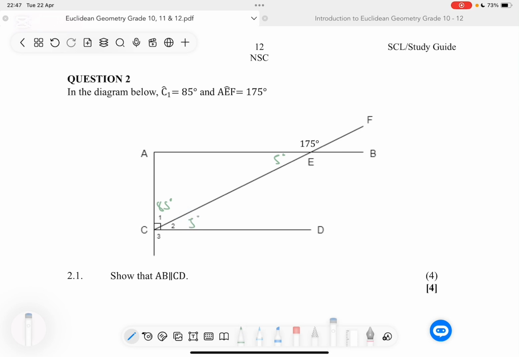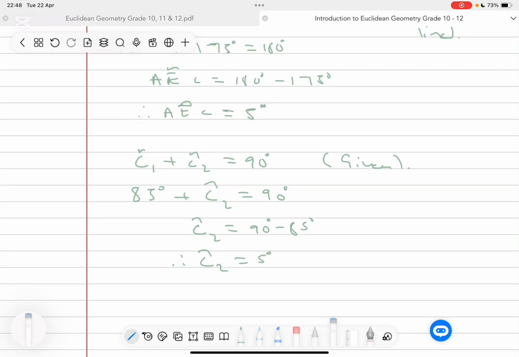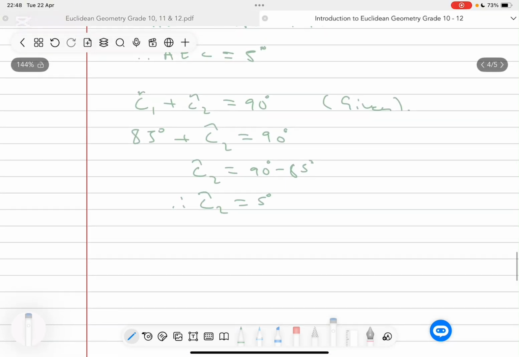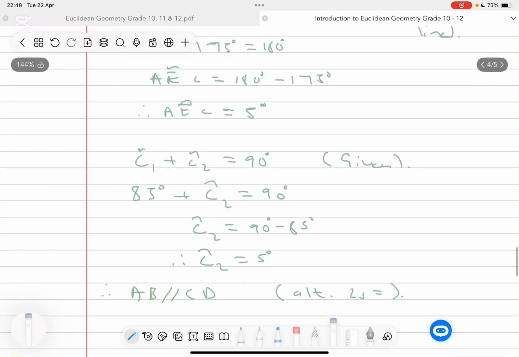It then means that this line here, AB and CD, must be parallel to each other, because they make the same alternate angles. So that's the conclusion we're going to give here, to say therefore line AB must be parallel to line CD. But what is the reason? How do we know that? Well, the reason is because the alternate angles are equal. We have proved that the alternate angles, this and that, are actually the same. They are equal to 5 degrees.